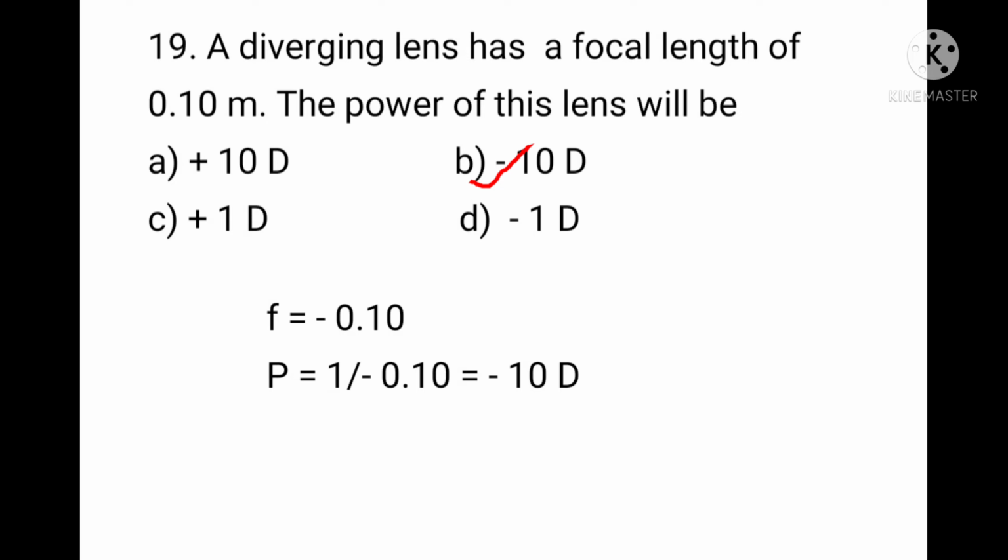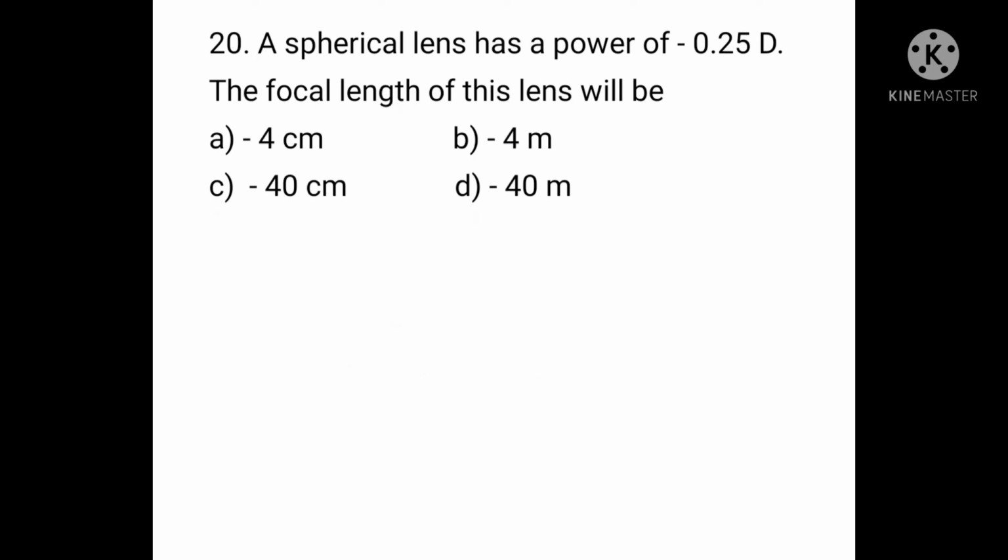Here the lens is diverging or concave and therefore the focal length will be negative, and power is the reciprocal of the focal length. Therefore power is equal to 1 by minus 0.1, which is equal to minus 10 diopter.